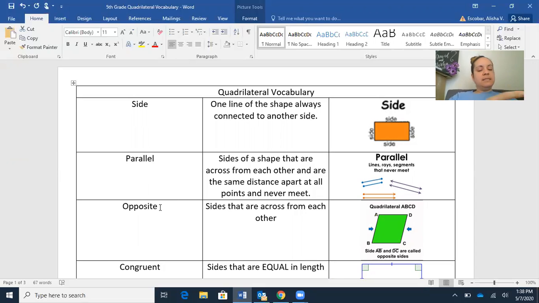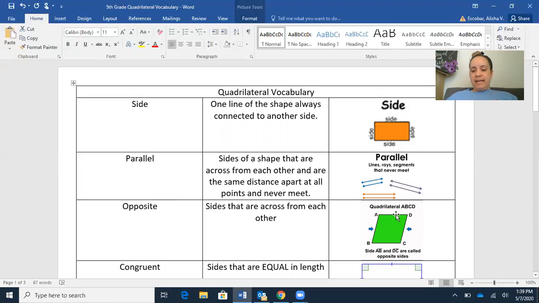Opposite means that they are across from each other. Sides that are across from each other. Now, we've heard of the word opposite before when we're talking about words, like hot and cold are opposites. Big and little are opposites. But when we're talking about shapes, we're talking about the sides. So this side of my square is opposite to this side. This side of my square is opposite to this side. So it's the side that is across from each other.